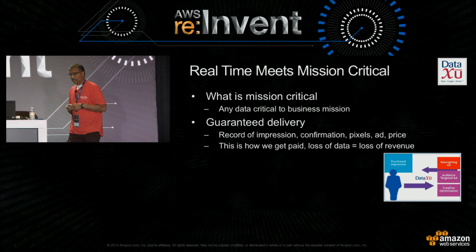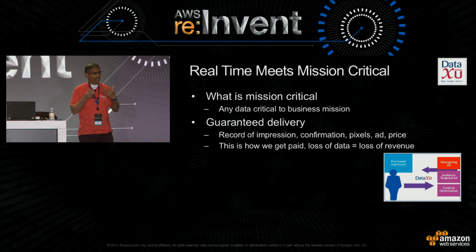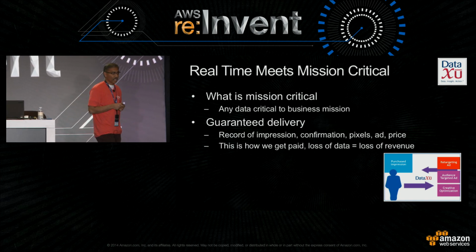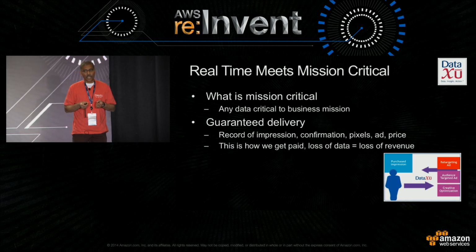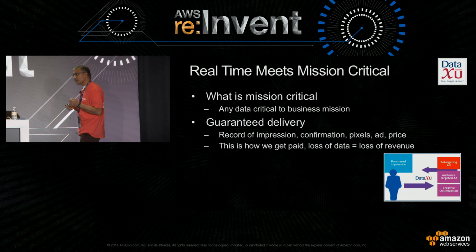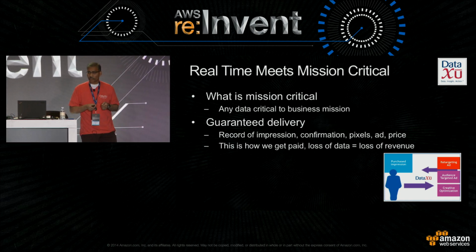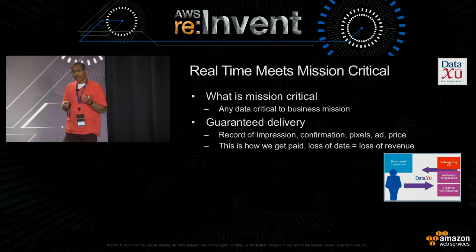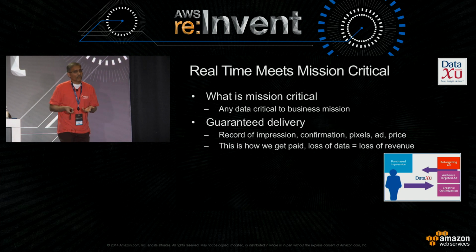When we serve an ad, we get a confirmation. This is all through APIs, and machines are exchanging data. We get a confirmation back, and that confirmation has a winning price in it. That's what we use for our billing information. So if we lose the data, we lose the revenue. That's how we get paid. So this is very important data for us.